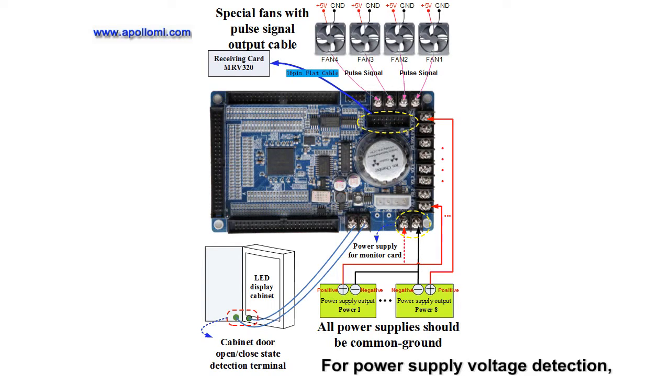For power supply voltage detection, it needs all power supplies to be common ground and the ground wire to be connected to the GND terminal on the monitoring card. Then each positive power wire should be connected to power detection terminals on the monitoring card.